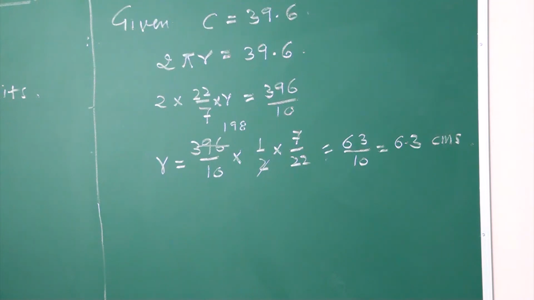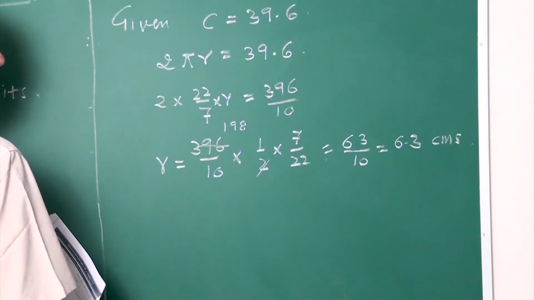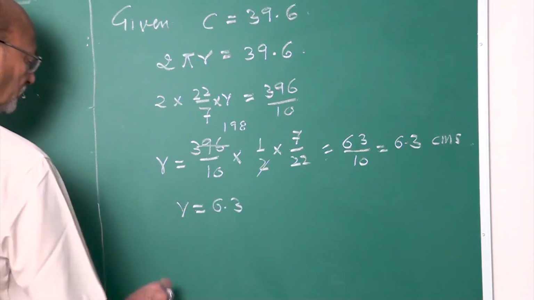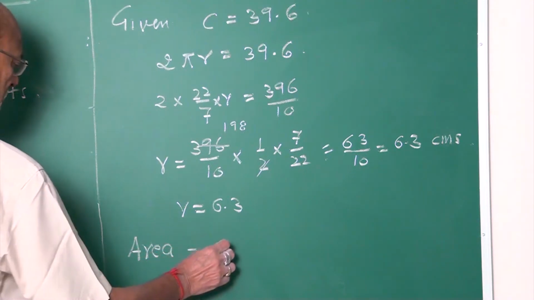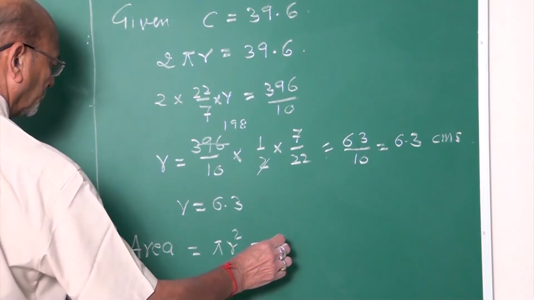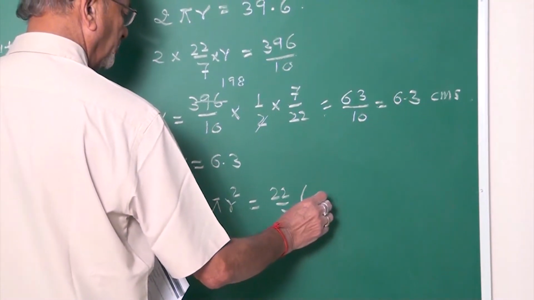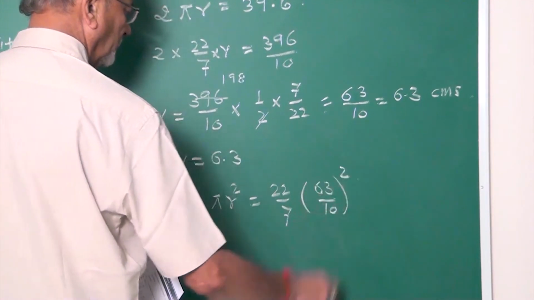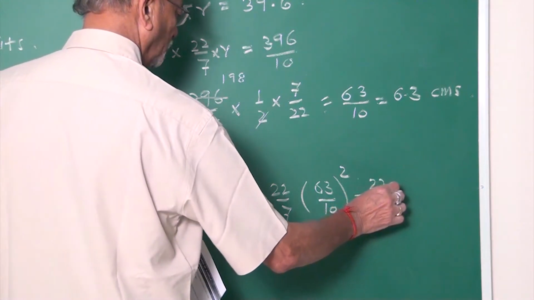6.3 units. Yes, my friends. Radius r is 6.3. Therefore, the area of a circle is pi r square, where pi is 22 upon 7. What is this? 6.3 means it is 63 upon 10, the whole square. Again, my friends, if you simplify this, it is 22 by 7.